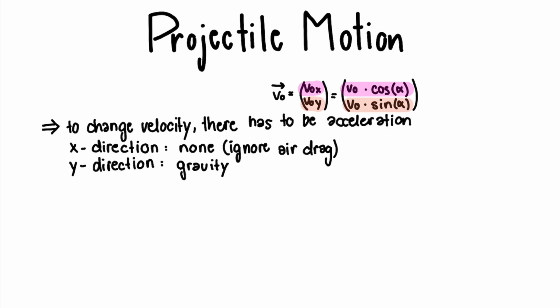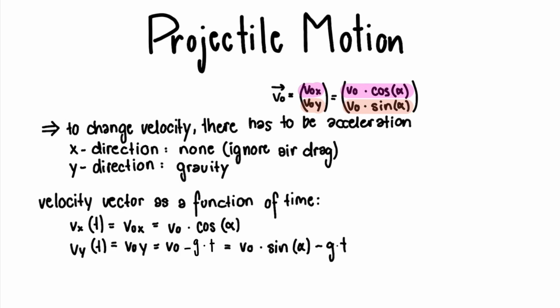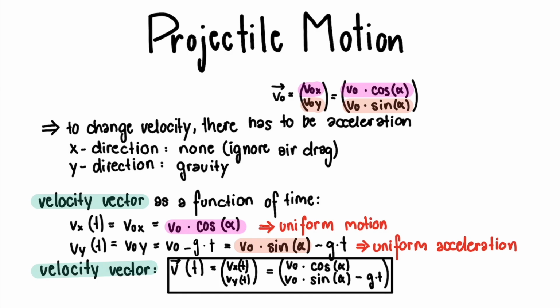You can determine the components of the velocity vector as a function of time. Vx as a function of time equals Vx0, which equals v0 multiplied by cosine of alpha. And Vy as a function of time equals Vy0 minus gt, which equals v0 sine of alpha minus gt. The x component is a function of uniform motion. The y component is a function of uniform acceleration. Not everything we said before was worthless. Now we see that the velocity vector is.